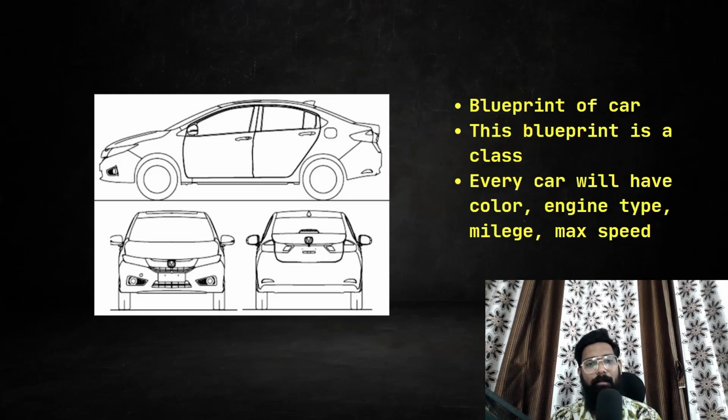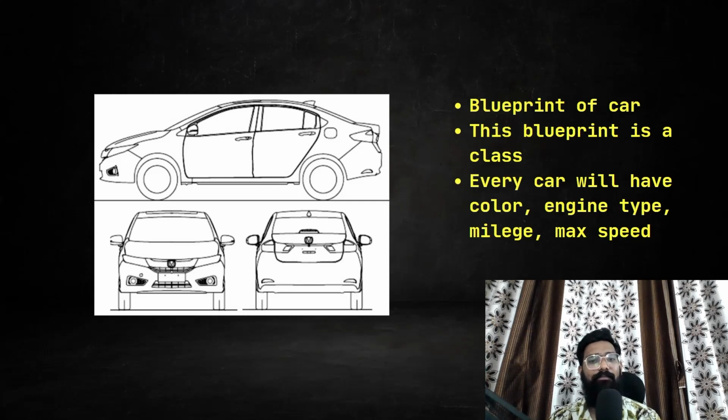Meaning there are a few common things, like the dimension. It doesn't matter whether you buy a base model or a top-end model, everything remains the same. The dimension remains the same. The engine remains the same. If you are choosing petrol, the engine remains the same, and even in diesel, the engine remains the same. It has 4 doors, 1 steering, which is again the same.